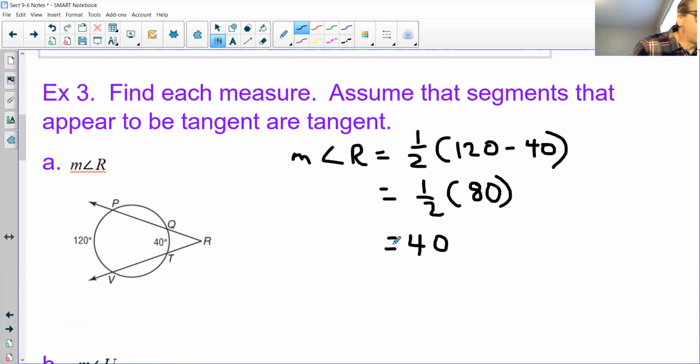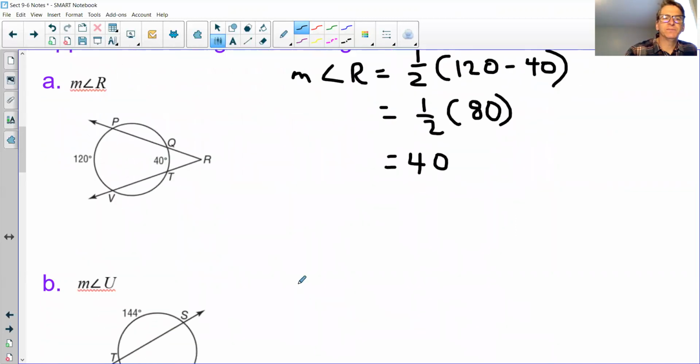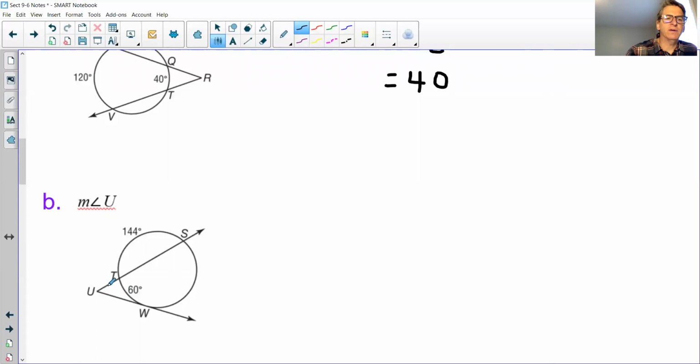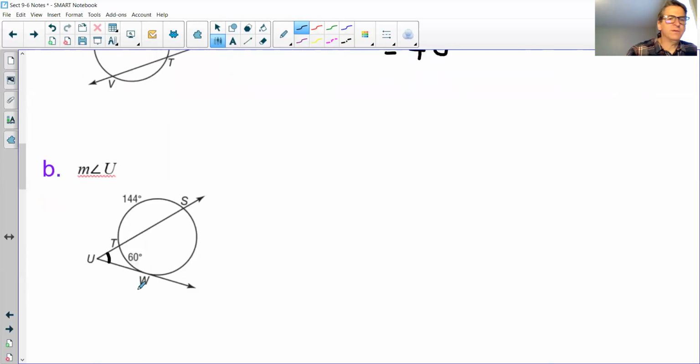Letter B, we're looking for the measure of angle U, right there. Okay, so we've got 144 here. I've got 60 here. And 144 and 60 is 204. So this little arc here is 204 from 360, and that's 156. Okay? So we found that this was 60, this is 144, which is 204. Subtract from 360, you get 156. Okay, so now we can find this little angle U.